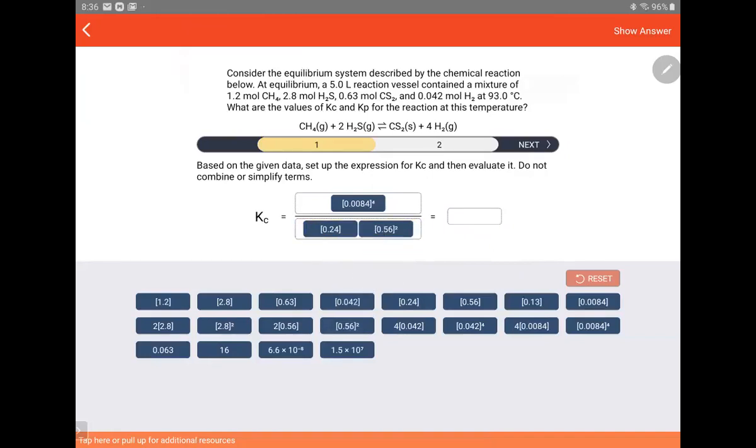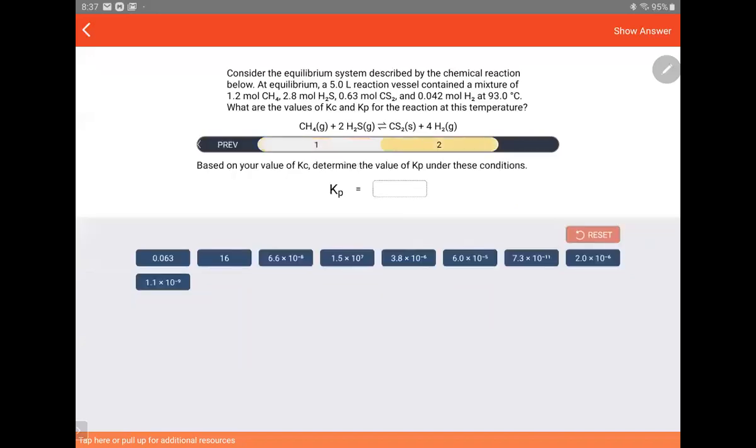Now, if I put that in my calculator, I got 0.0084 raised to the 4th power. I'm going to divide it by parentheses 0.24 times 0.56 squared. And I get 6.62 times 10 to the minus 8. Find that, 6.6. There's the first answer. Okay, there's a part 2.